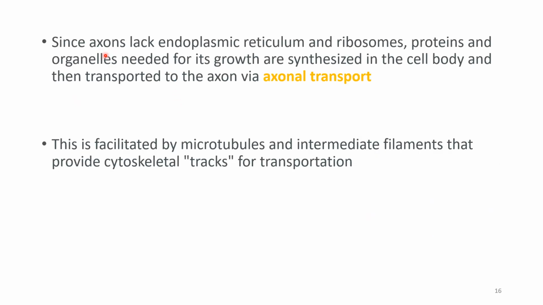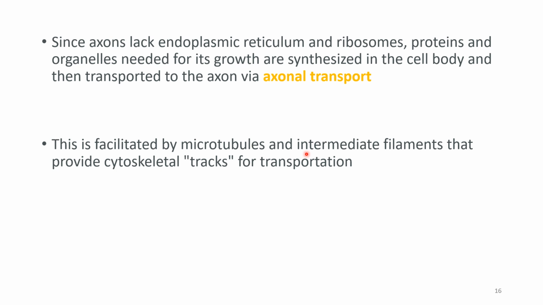And here the axons do not have endoplasmic reticulum, ribosomes, proteins and organelles needed for their growth. But these are synthesized in the cell body and transmitted to the axon via axonal transport. This axonal transport is facilitated by microtubules and intermediate filaments. These form cytoskeletal tracks for the transportation of these substances.